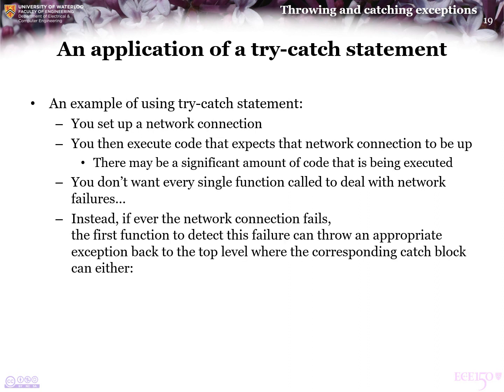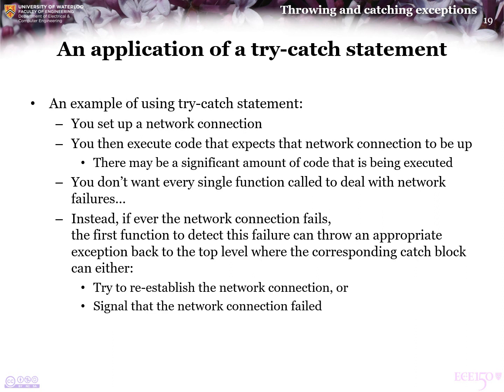Instead, what you can do is as follows. The code is executed inside a try block, and then the first function to detect a network failure can simply throw an exception back that is caught at the top level, and the corresponding catch block can either try to reestablish a network connection, or if that fails, signal that a network connection has failed and could not be corrected.